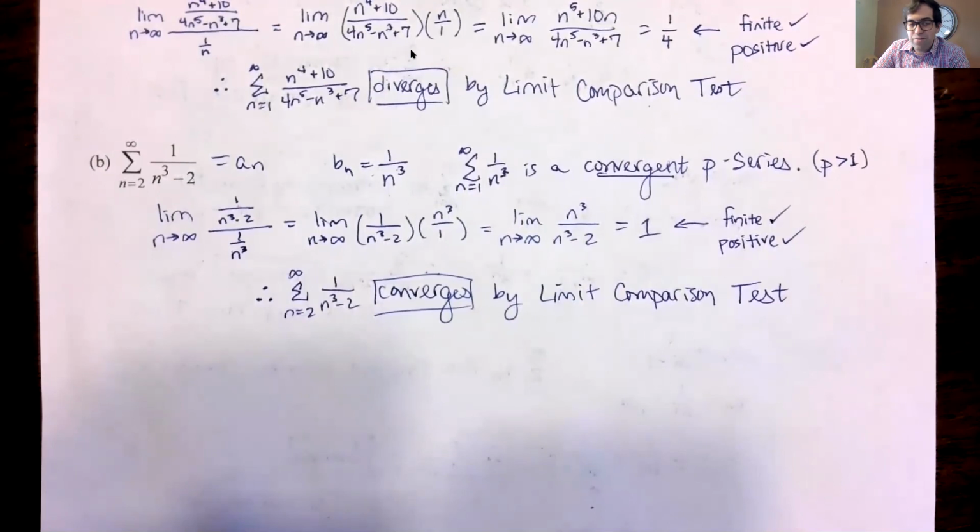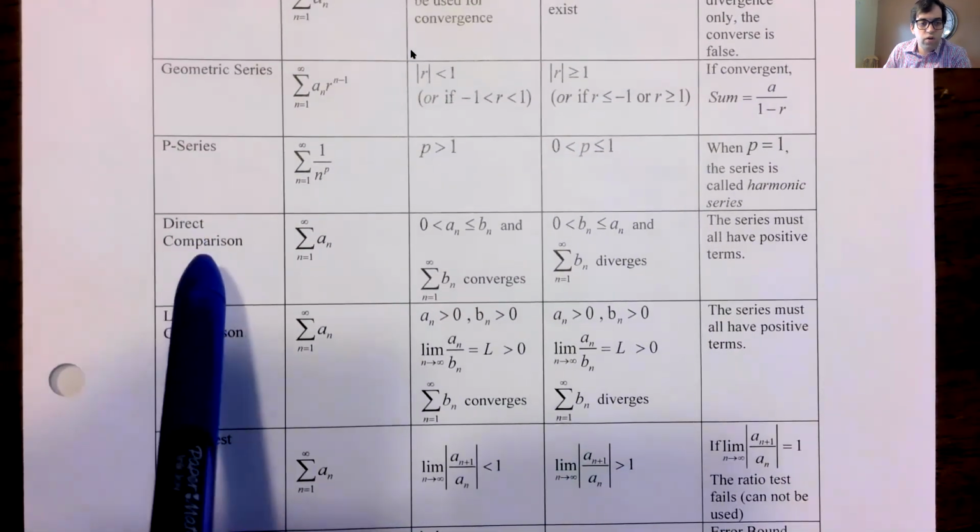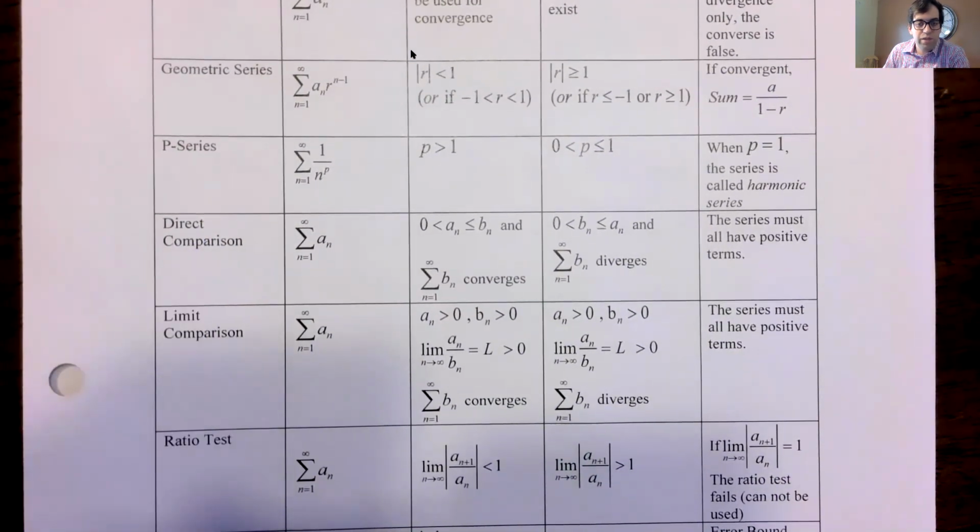And that is the end of the notes. So we learned two new convergence tests. If you take a look at the chart, that's the next two rows. We have direct comparison and limit comparison. All the information is summarized here.